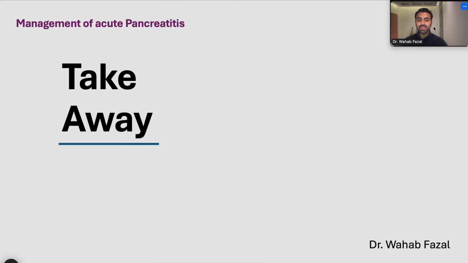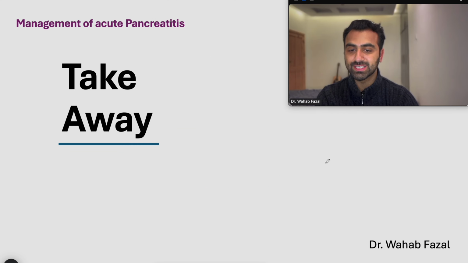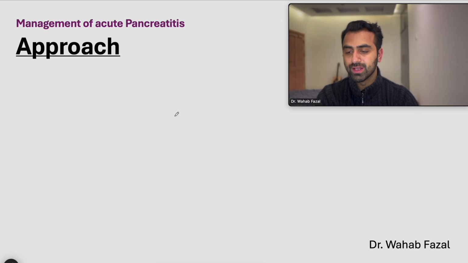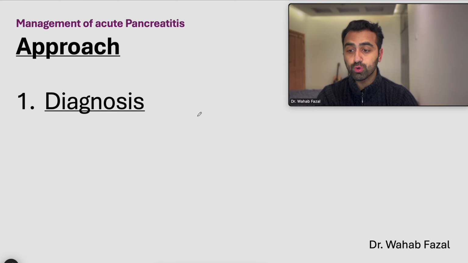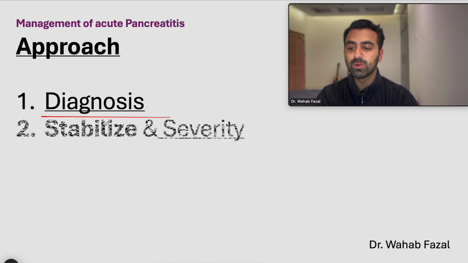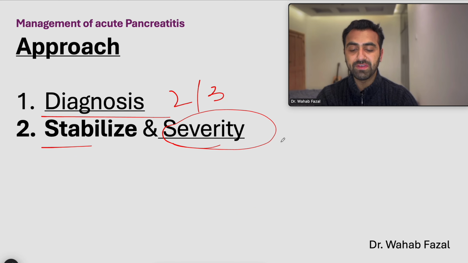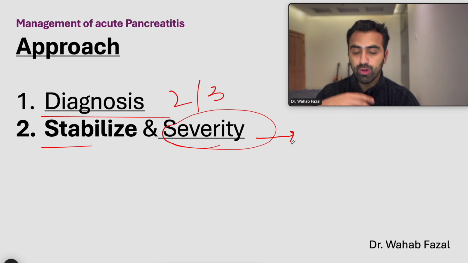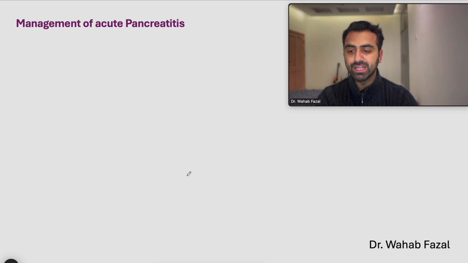So now we can go towards the takeaway from this lecture. What's the takeaway from this lecture? First of all, I want you to understand the approach towards acute pancreatitis, which will be diagnosis based on the 2 out of 3 things that we talked about. You want to stabilize, and you want to assess the severity using the BISAP score, CT severity index, or Ranson score. And then you want to treat the etiology.